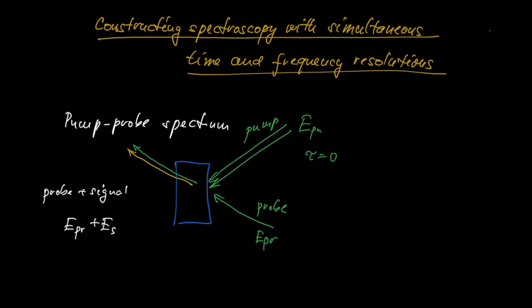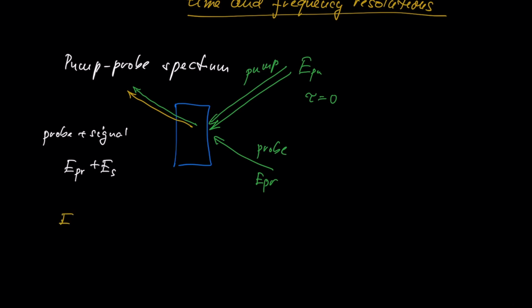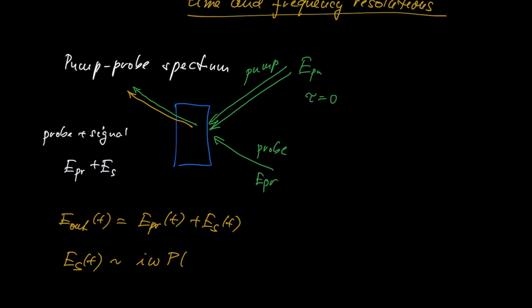So altogether we can say that the electric field that comes out of the experiment, time dependent, is the probe pulse plus the signal pulse, whatever is the length of that signal, let's not make any claims about that. We found in our previous discussions from Maxwell equations that this is going to look like some phase change, the frequency, and the polarization of the sample.